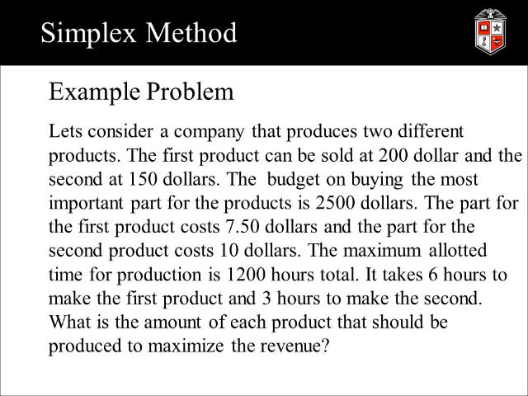The maximum allotted time for production is 1,200 hours total. It takes 6 hours to make the first product and 3 hours to make the second. Our goal is to maximize the revenue in this production.